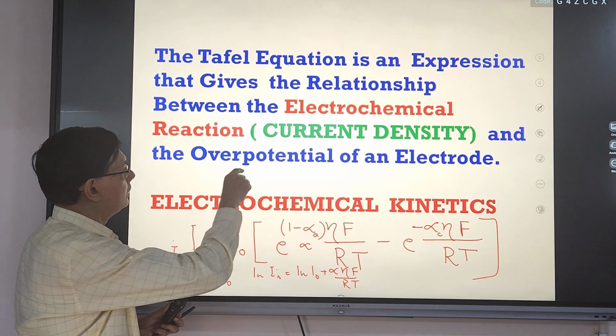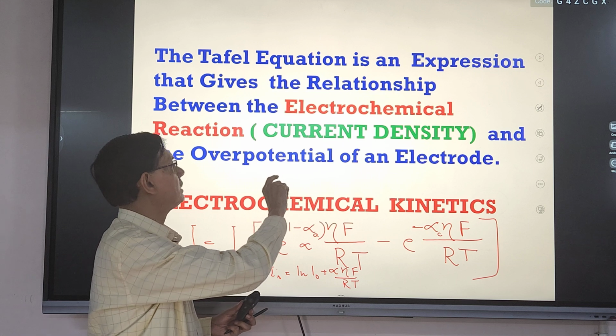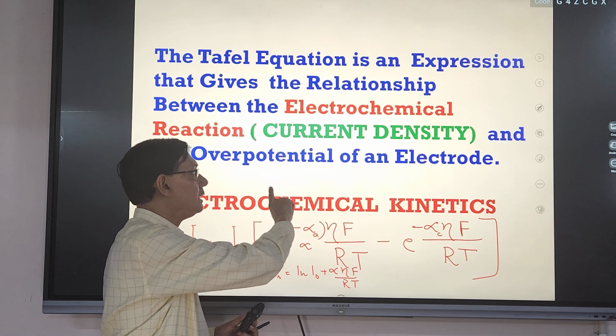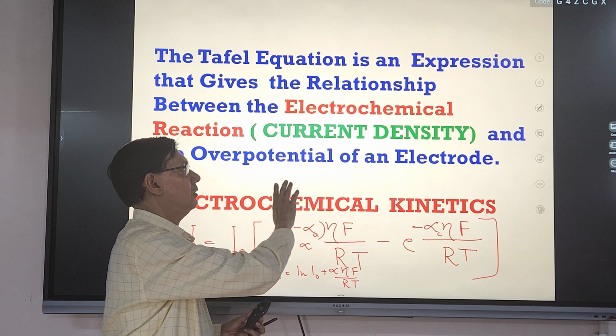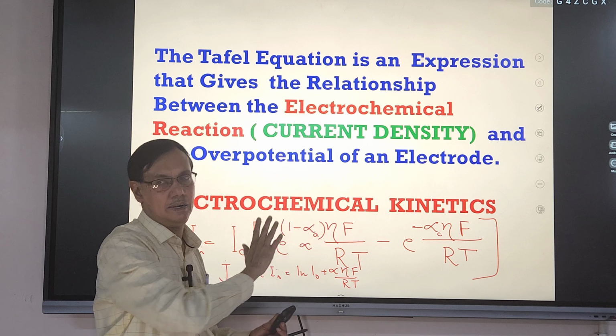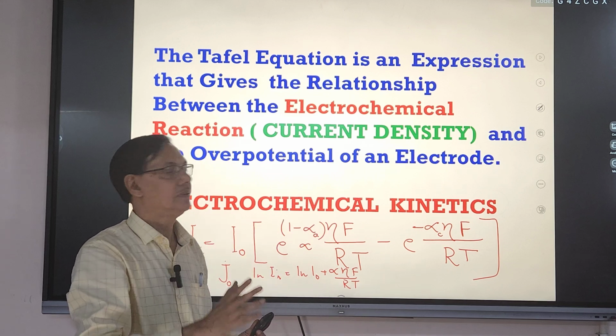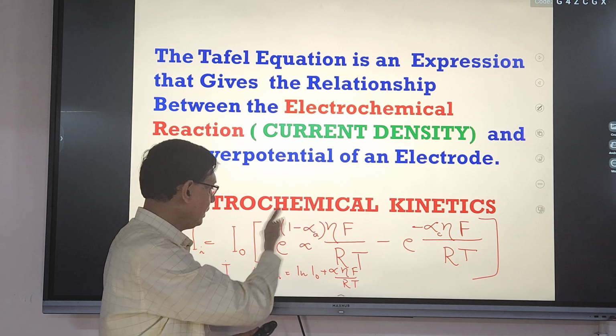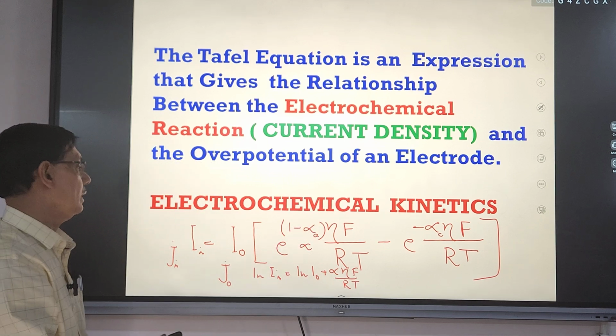But we must understand these two things: current density or exchange current density, the anodic current density, and the cathodic current density. Very simple. And overpotential, that's all. And ultimately we will come to the conclusion.